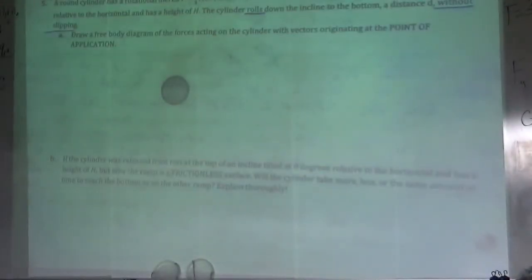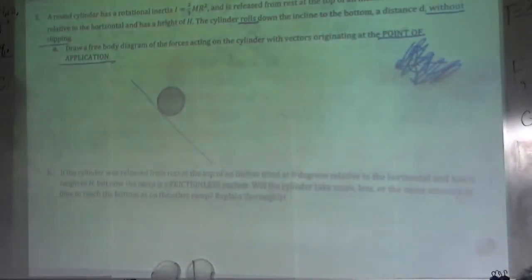And we want to first draw the free body diagram of the forces acting on the cylinder. It says with the vectors, like the arrows, originating at the point of application. So we did this in class last week. Basically, when we draw a free body diagram, we just draw all the forces kind of coming from one point. But when it specifies, in this part, it tells us draw the vectors at the point of application. That means don't just draw them all coming from one point. Like where is the normal force acting on the object, etc.